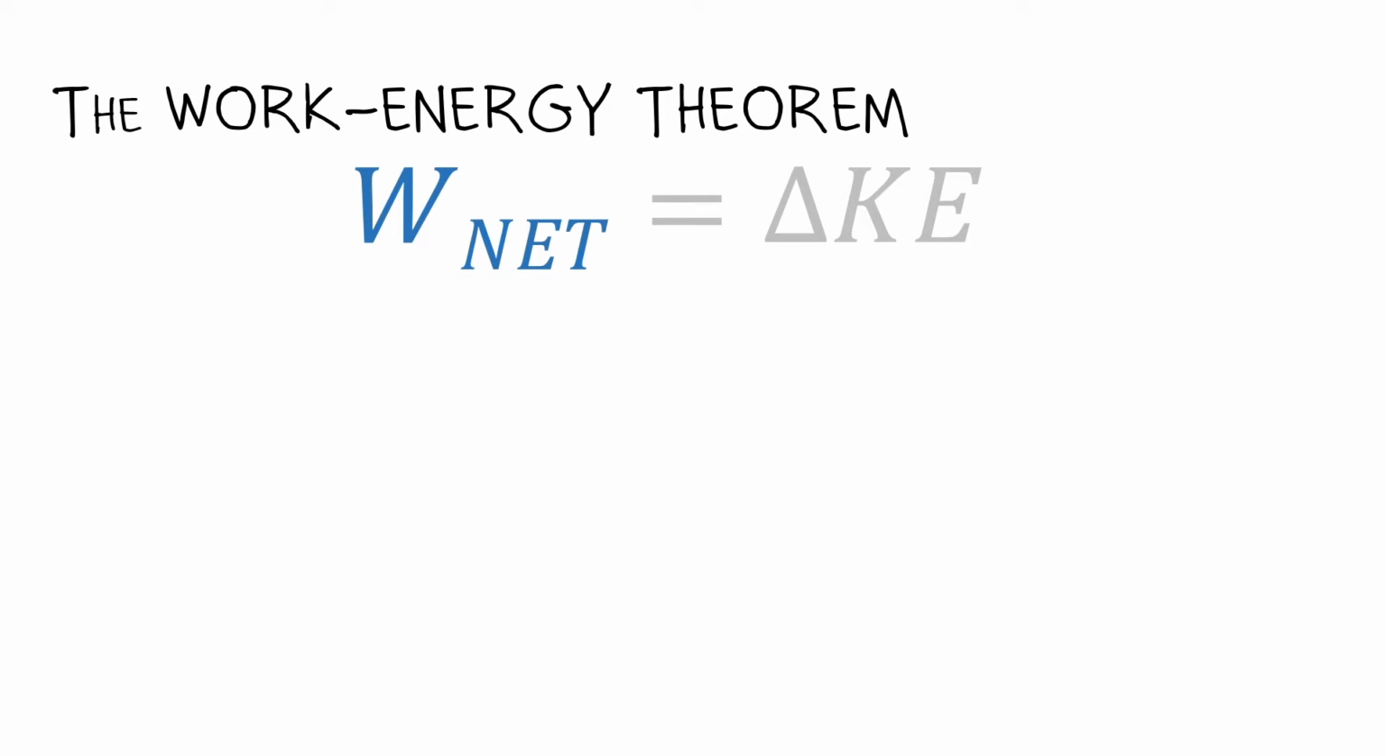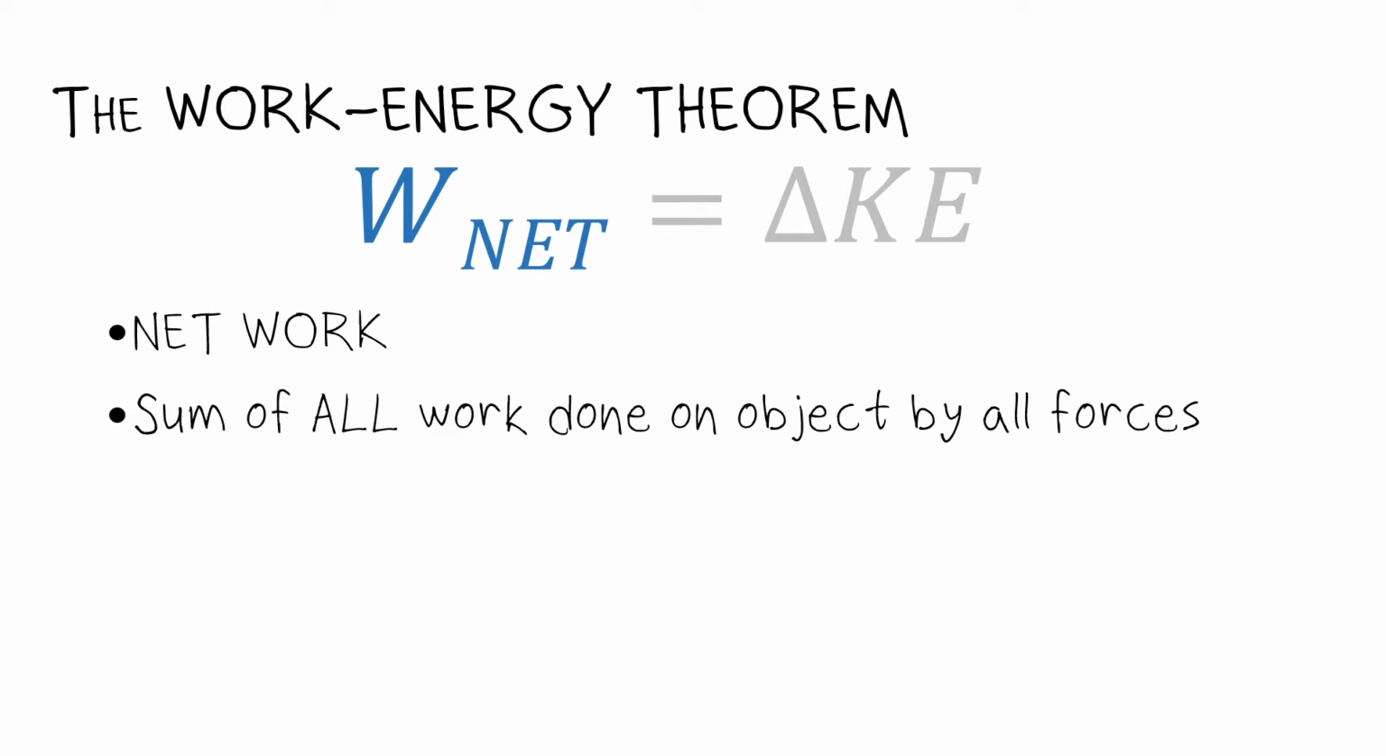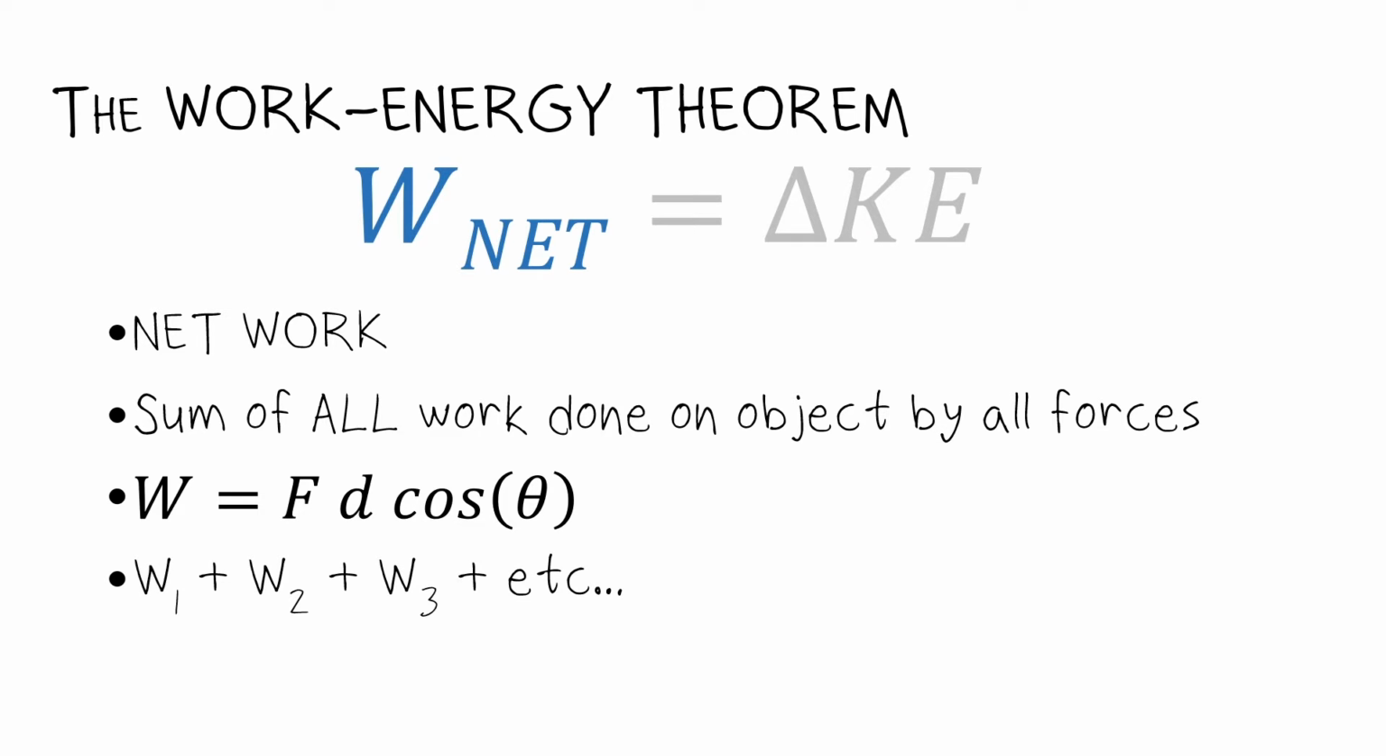So real quickly breaking down each side of the equation, we'll start with the work net side. Work net stands again for net work. Net work is the sum of all work done on an object by the forces acting on that object, and there are other videos in this series talking about how you go about calculating net work, recognizing that work is the product of force and displacement and the cosine of the angle between them. And so we solve for work number 1 and work number 2 and work number 3, etc. Add them all together and you get your net work.